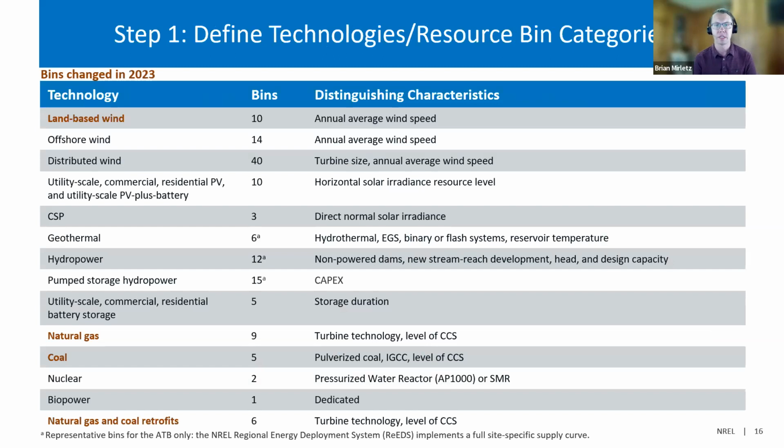energy. So this summarizes the resource bins or resource bin categories and what defines them for each technology. Technologies in bold had changes for this year. So relative to last year, land-based wind, natural gas, coal, and the new retrofits technologies have different bins from last year, and we'll get into more details of those in the technology-specific updates section.